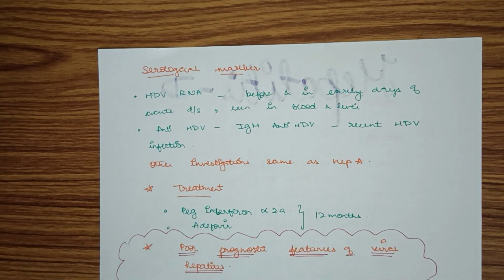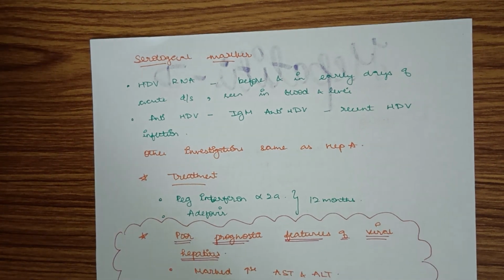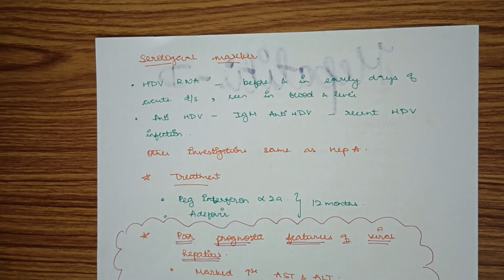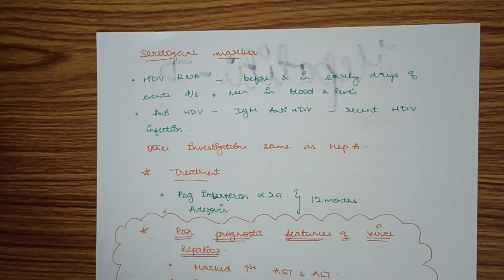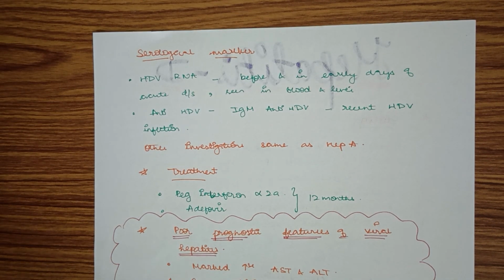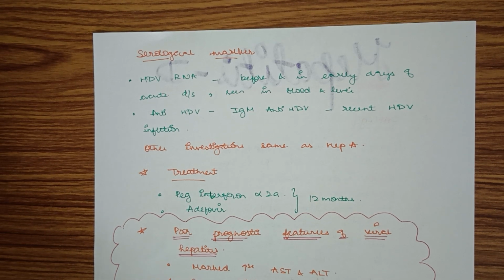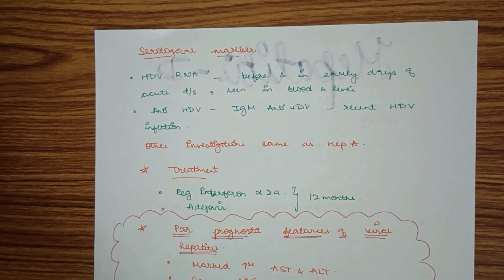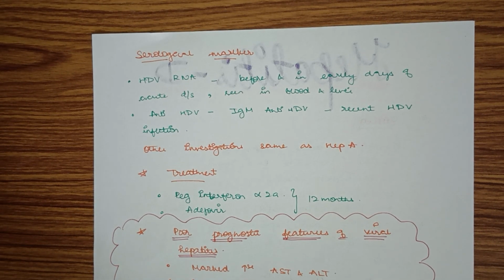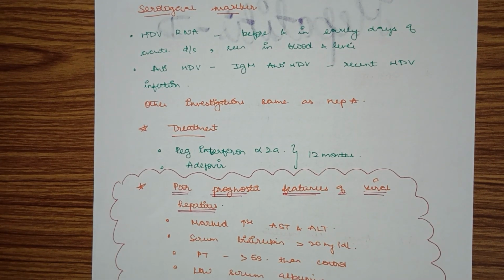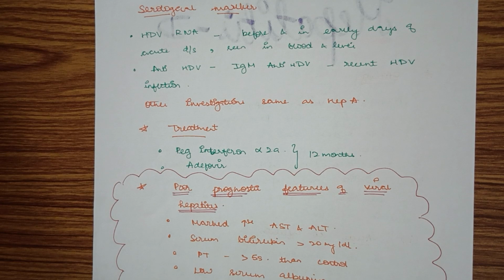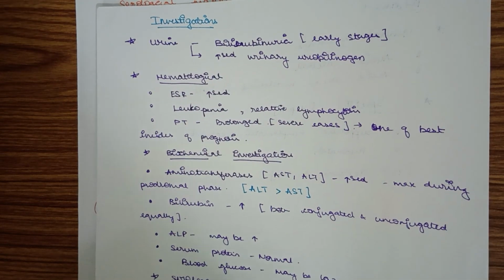The investigations include serological markers, which will be hepatitis D virus RNA, which will occur before and in early days of acute disease. It is seen in blood and liver. Anti-hepatitis D virus will have IgM antibodies and IgG antibodies. So IgM antibodies will occur after recent hepatitis D virus infection, whereas RNA will occur before the onset of clinical illness, before the onset of clinical symptoms, and in early days of acute disease there will be hepatitis D RNA.